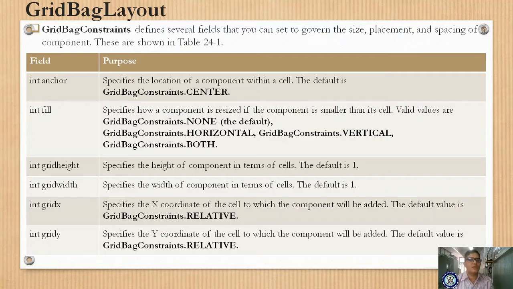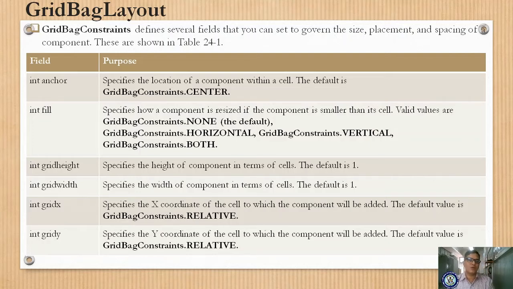The fill method specifies whether the component is resized if it is smaller than its cell. If the component is less than its cell size, how do we resize it? The values are GridBagConstraints.NONE, which does nothing, and GridBagConstraints.HORIZONTAL, GridBagConstraints.VERTICAL, and GridBagConstraints.BOTH.